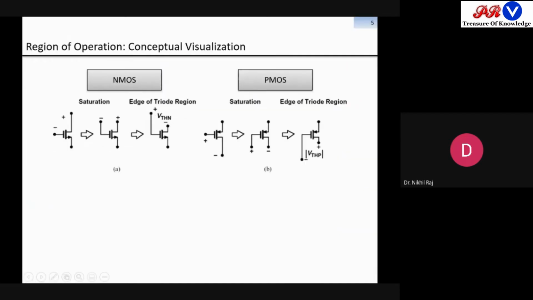Now there is a method which is also called conceptual visualization. It means just by looking at the symbols, I can directly say whether it is in saturation, or working in the linear mode, or in the cutoff mode. So for the NMOS to be in cutoff, my VG should be either negative or less than VTH. And similarly, if we go for the PMOS, the opposite will happen. So first we'll check for the NMOS.